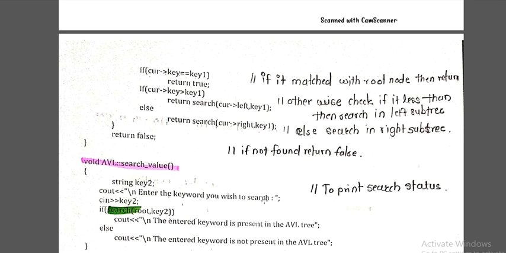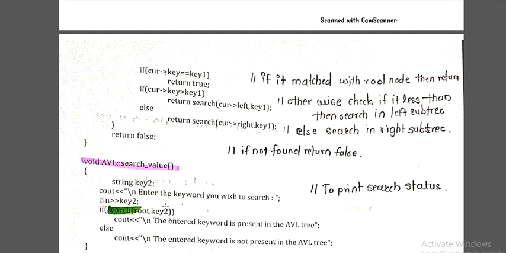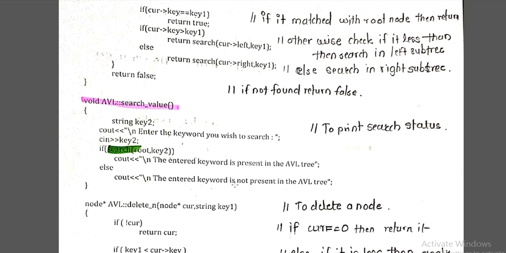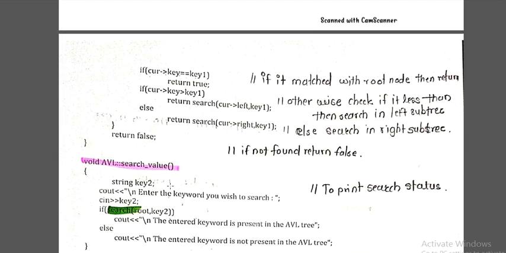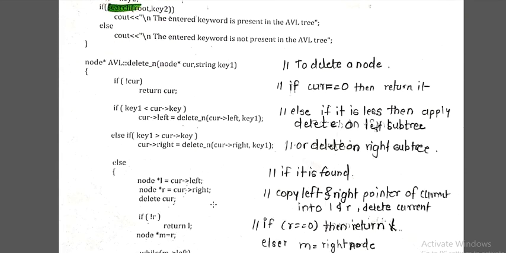So this will take the key from the user and then it will call the search function. The search function will use that key, apply it, and return the answer, and then we print whether the key is present in the AVL tree or not present. Both messages will get displayed according to the return value. If the return value is false, then it will say the key is not present in the AVL tree. So here two search functions are used. One is for taking the value from the user, and the actual search logic is applied in the other search function over here. Then next comes delete.